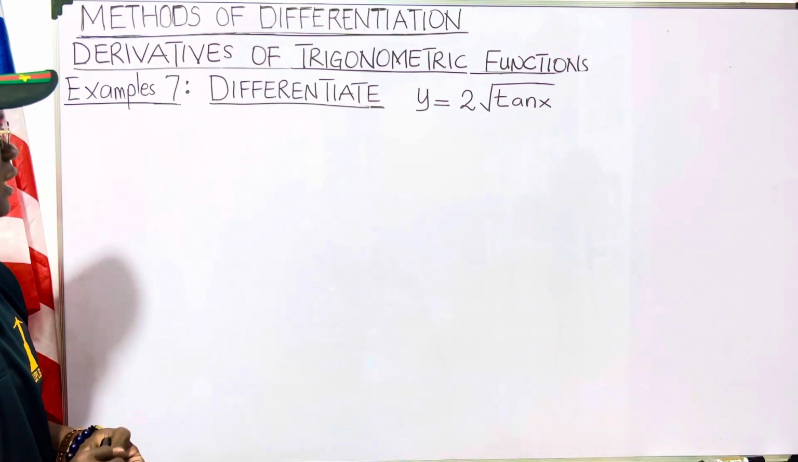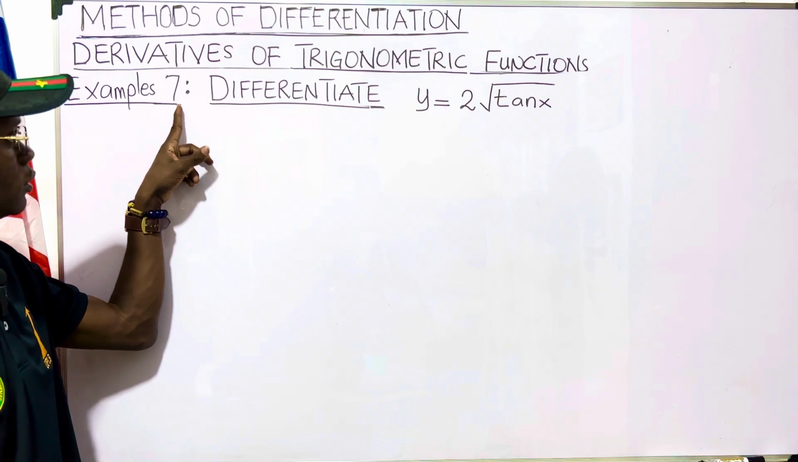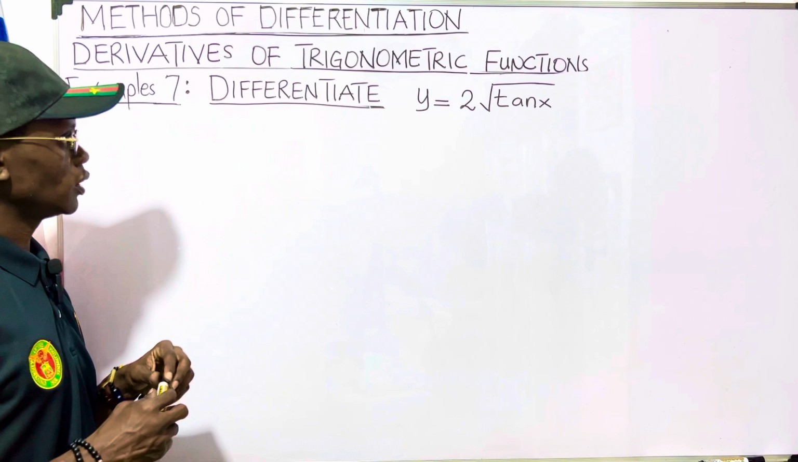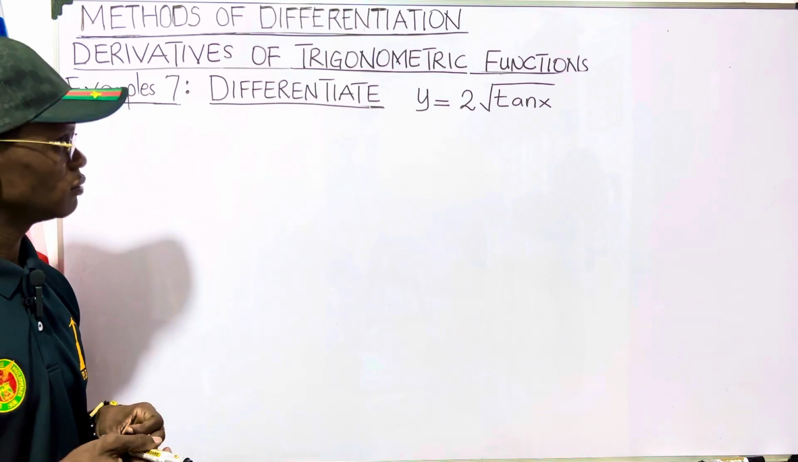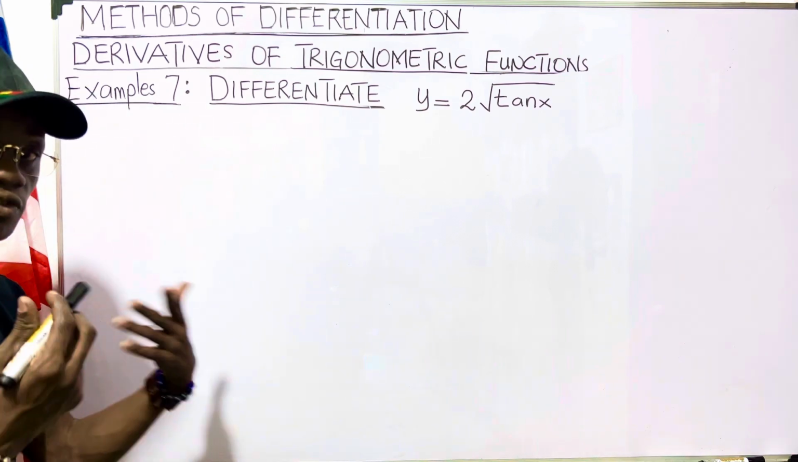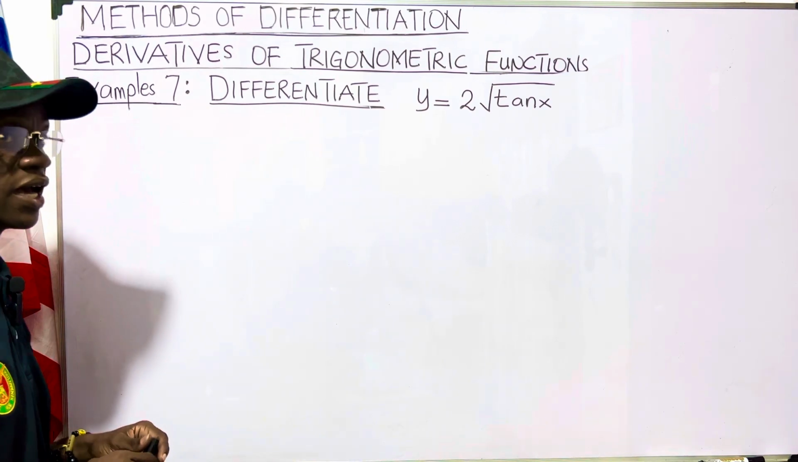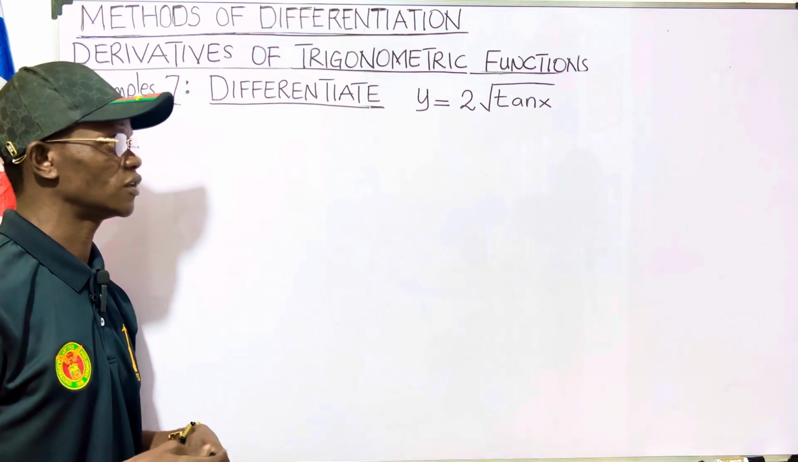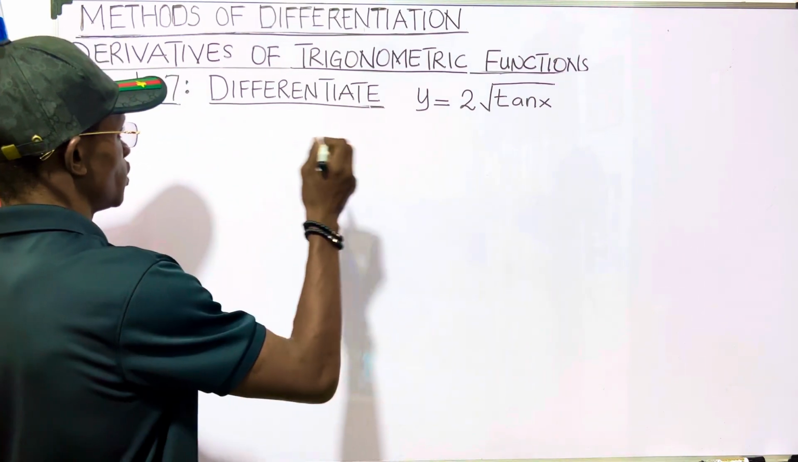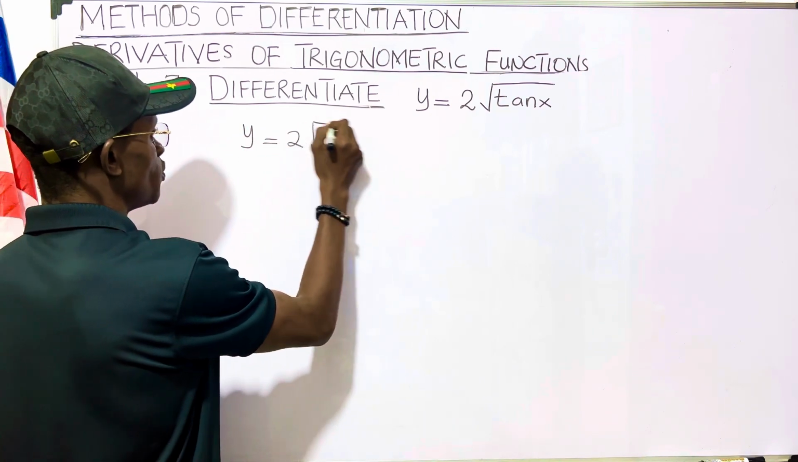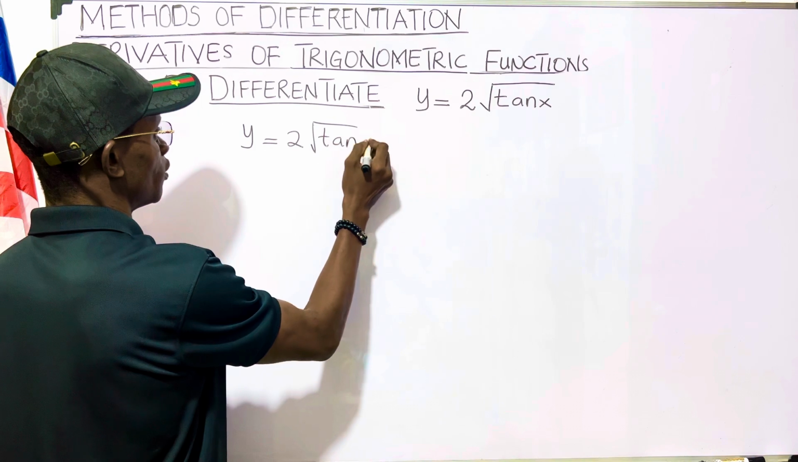So in today's lesson, we want to continue with finding derivatives of trigonometric functions. In the previous lesson, we solved up to 6 different examples. So we want to solve more examples so that at least we have more understanding of how to find the derivative of a trigonometric function. So question number 7 says y equals 2 times the square root of tangent of x.